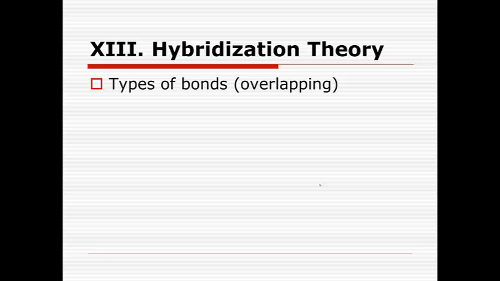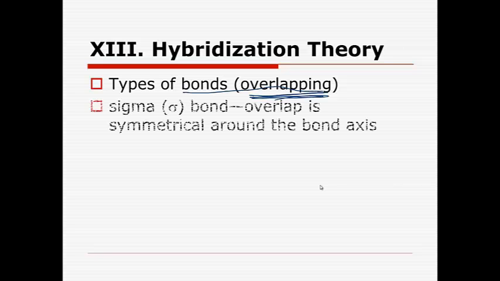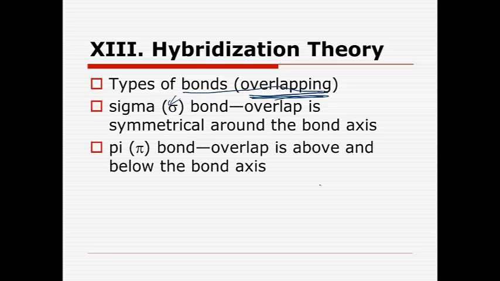Now, types of bonds that you can have. It depends on what kind of overlapping we have. I will show you guys a demo in class also, hopefully make it a little clearer. Sigma bonds. This is the Greek symbol for sigma, and that's actually lowercase sigma. In a sigma bond, the overlap is symmetrical around the bond axis. In a pi bond, the overlap is above and below the bond axis.